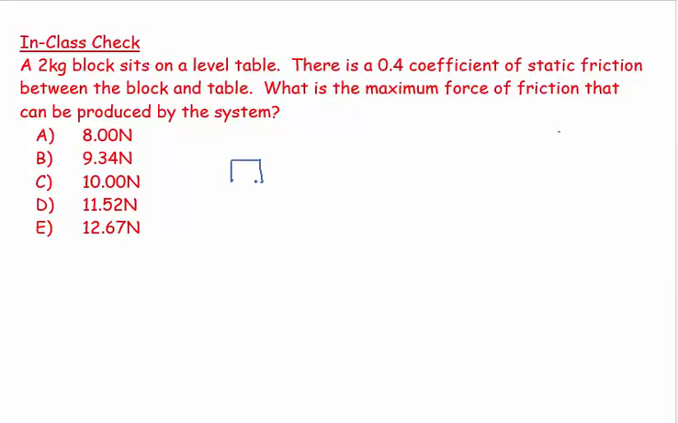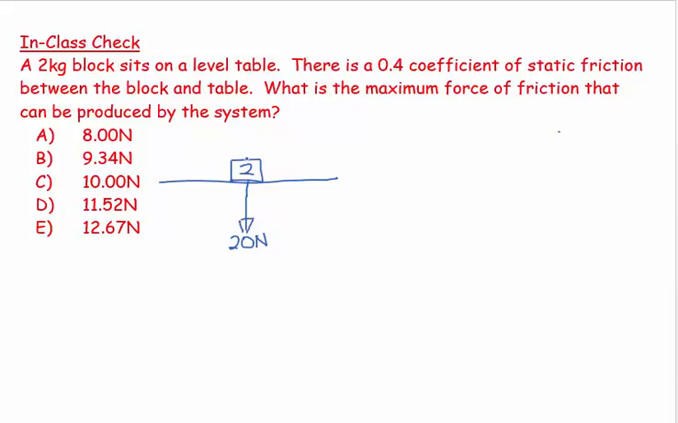picture the system. So here's my block and here's my table. And it's a 2 kilogram block, so I like to put the numerical value of the mass in kilograms inside the block. And I know because it's on the surface of the Earth and the gravitational field strength is 10 newtons per kilogram, this is going to be 20 newtons pointing downwards.